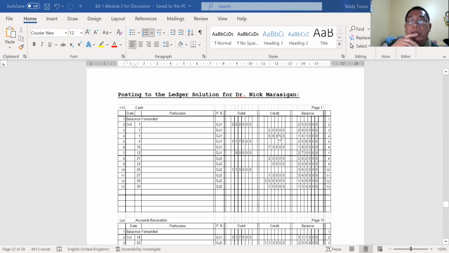So I have here the posting also to the ledger for the Dr. Nick Marasigan problem, another example para masamok ito knowledge on how to prepare the journal entries and at the same time, how to prepare the ledger. And of course, the last topic to be discussed in this module would be the preparation of the trial balance.